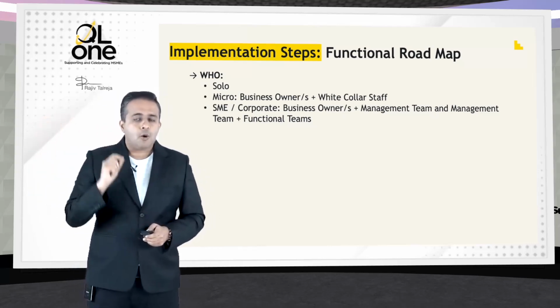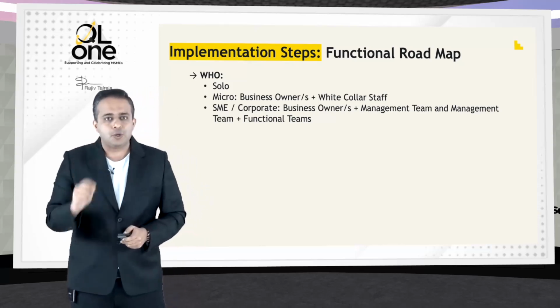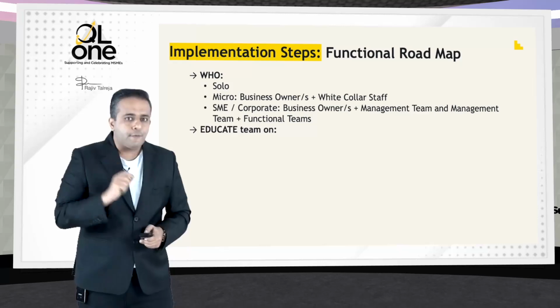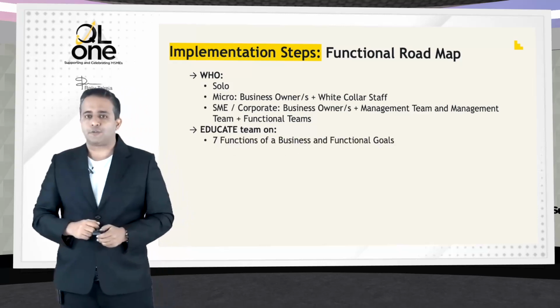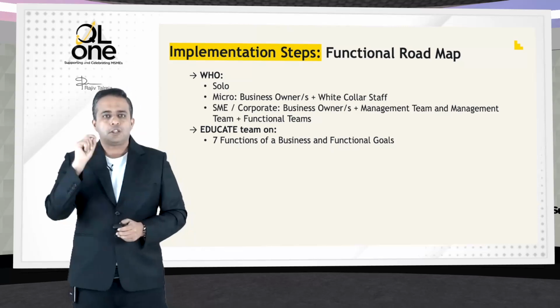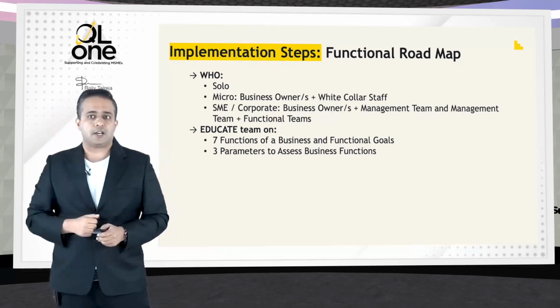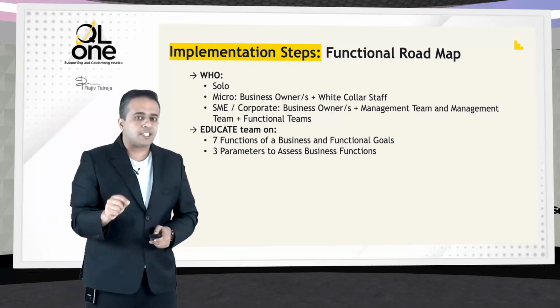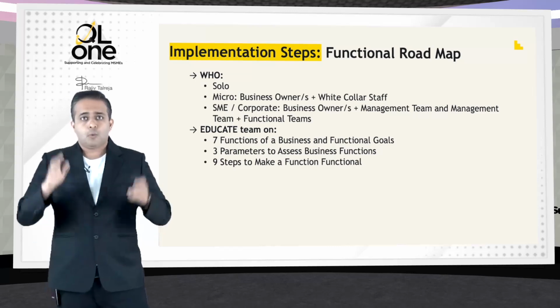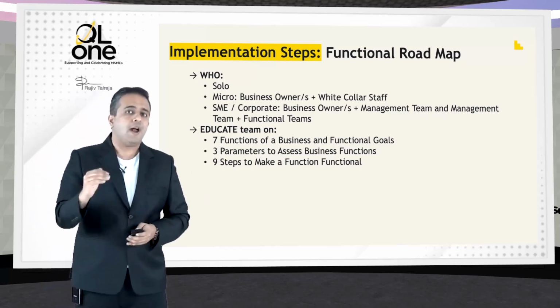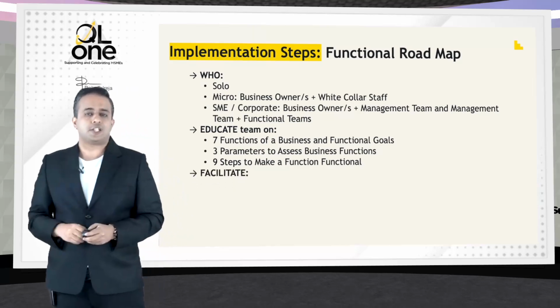Now, through this video, I have educated you on the 7 functions of the business and the function goal in each function. I have broken down for you the 3 parameters to assess business functions, which is owner dependency, action consistency, result and efficiency. And I have given you the 9 steps to make a function functional. Watch this video with the team, and then after that, facilitate the business functions assessment.